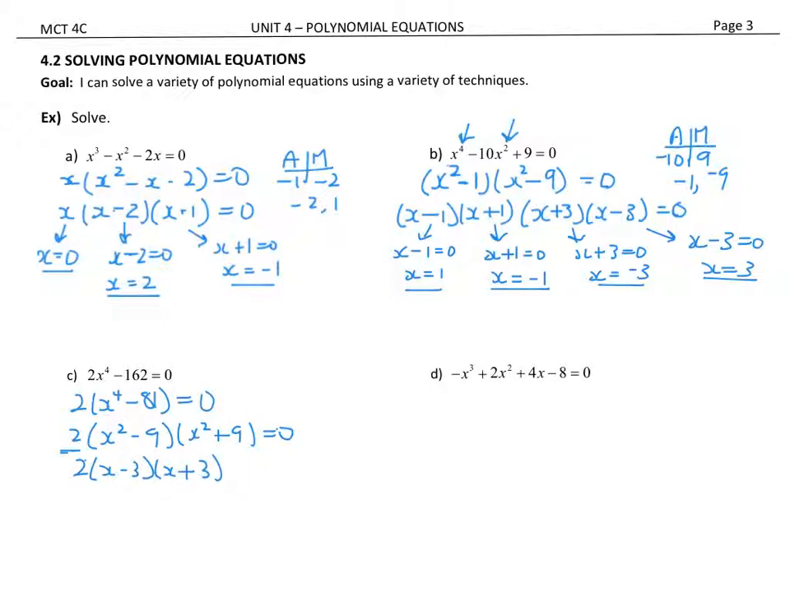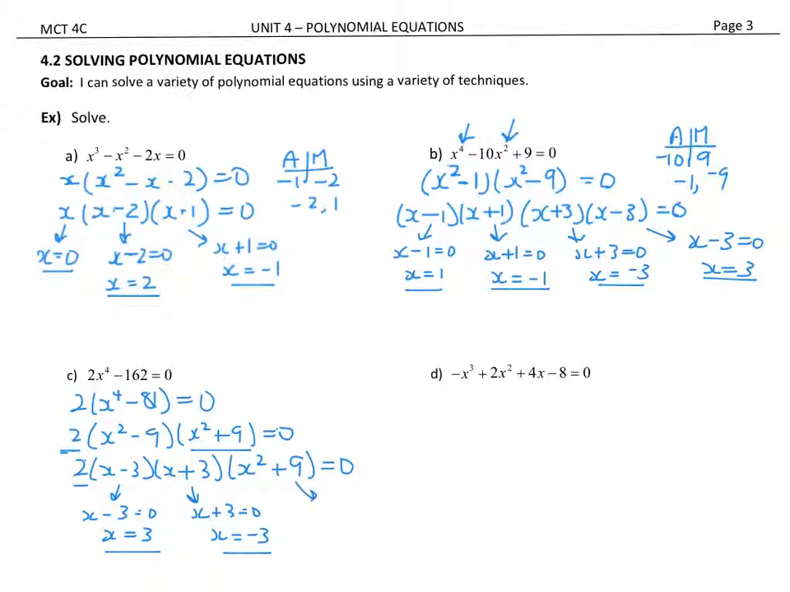And the other bracket here, this is not a difference because it has a plus in between. When you have a plus between two squares like that, it will not factor any further. So again, 2 is just 2. It will never equal 0. We have x minus 3 equaling 0, which gives us x equals 3. We have an x plus 3 equals 0, which gives us x equals negative 3.